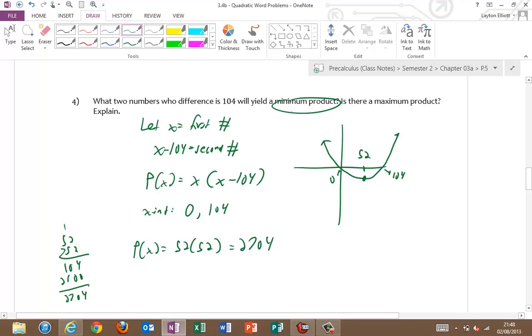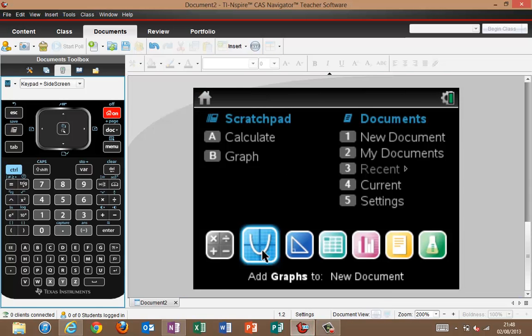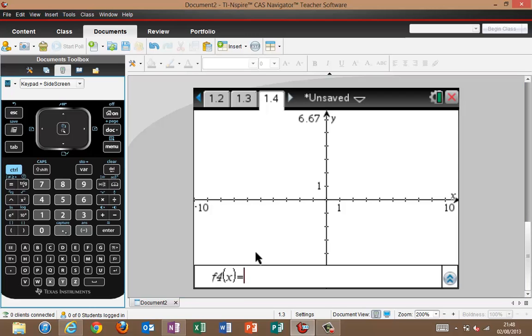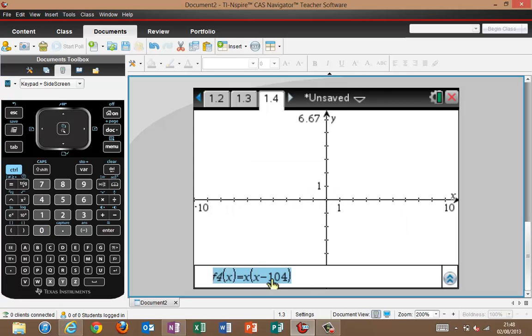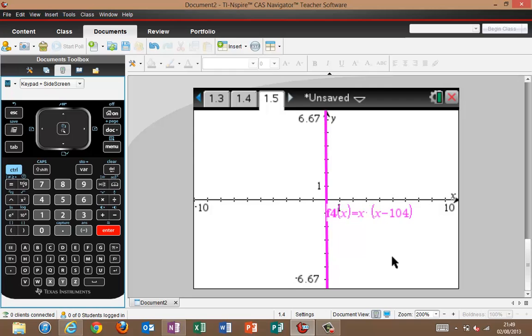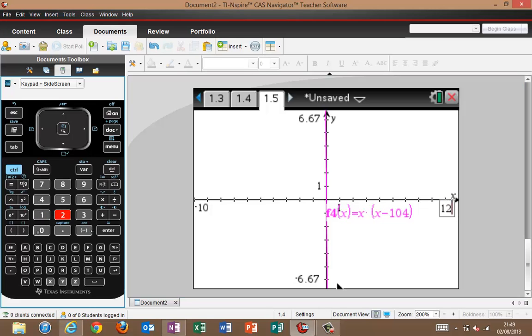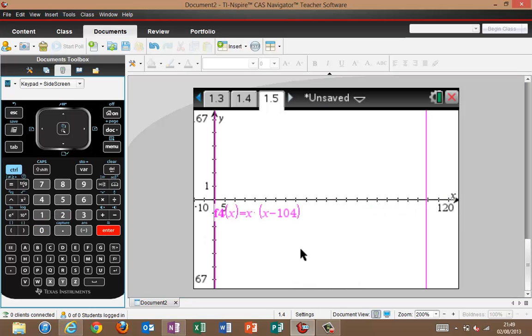Then it says, is there a maximum product? Well, let's graph this on the graphing calculator for a second. This shouldn't take more than a sec. Let's do a new graph. I'm going to go x times x minus 104. Let me pause and figure this out. Okay, why don't we put a dot in between there? I know that the other x-intercept was 104, so let's go 120 there.